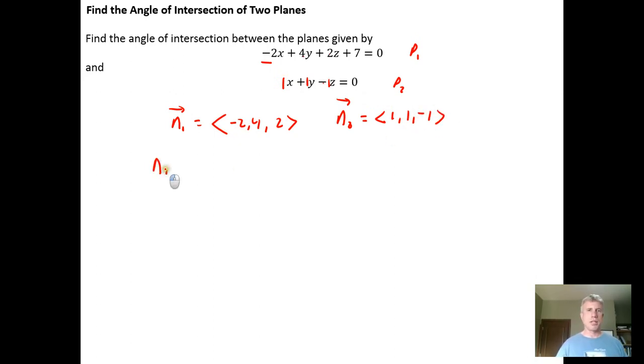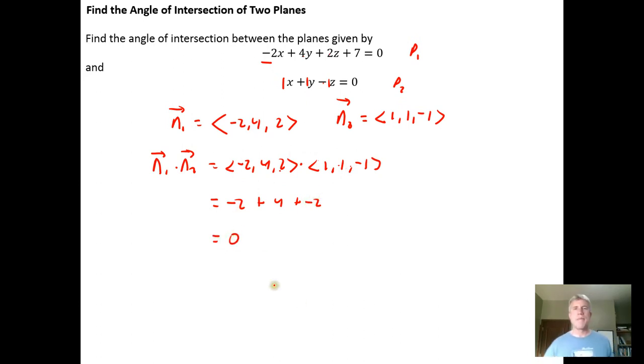If we look at taking the dot product of n sub 1 with n sub 2, we're going to get -2, 4, 2 dotted with 1, 1, -1. That dot product is going to equal -2 times 1 is -2, plus 4 times 1 is 4, plus 2 times -1 is -2. When we add this up, we get 0. This tells us that these two planes are perpendicular to each other because they have normal vectors that are perpendicular. We know the normal vectors are perpendicular because their dot product is equal to 0.